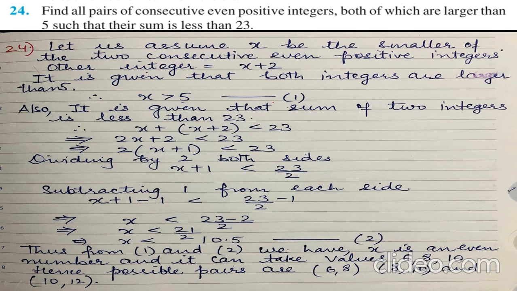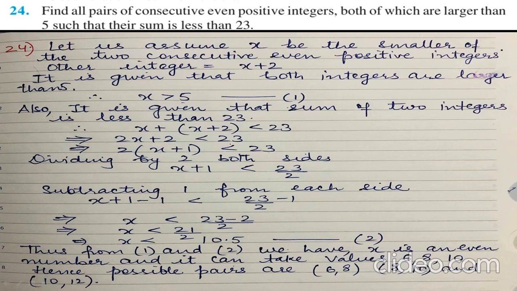Also it is given that the sum of the two integers is less than 23. So adding both, x plus x plus 2 must be less than 23. Solving it we get 2x plus 2 less than 23, and taking 2 common we get 2 bracket x plus 1 less than 23. Dividing by 2 both sides we get x plus 1 less than 23 by 2, and subtracting 1 from both sides we get x less than 21 by 2, which can be written as x less than 10.5.